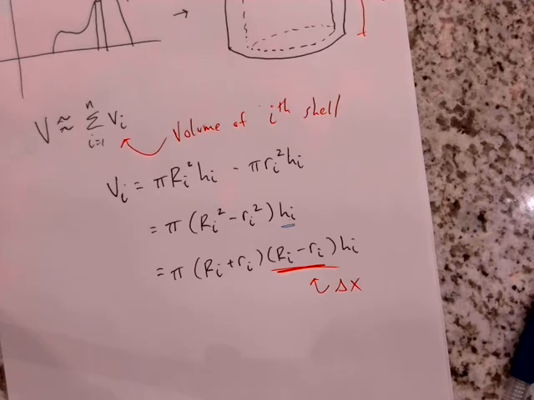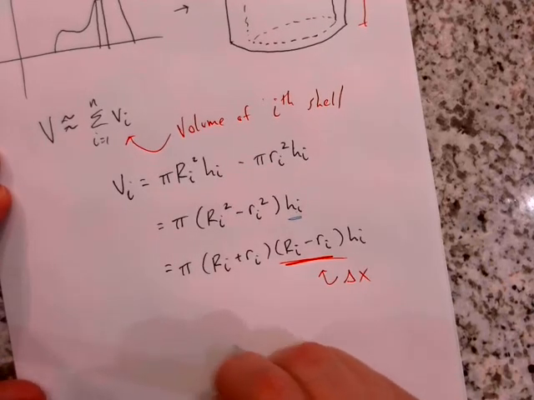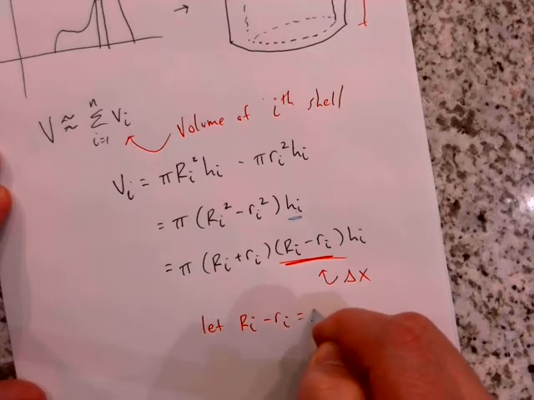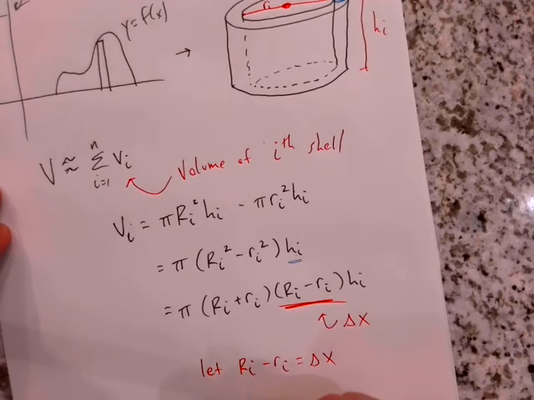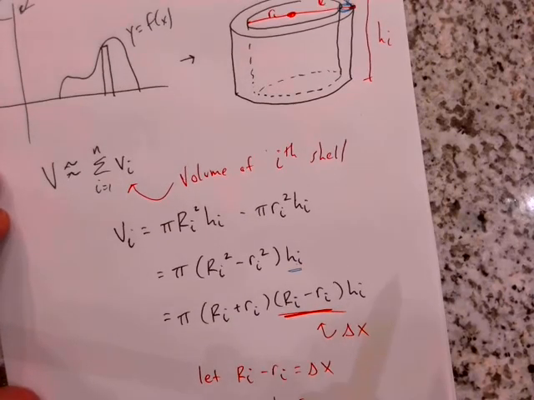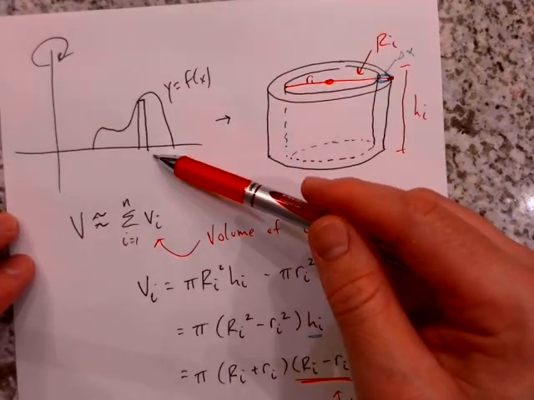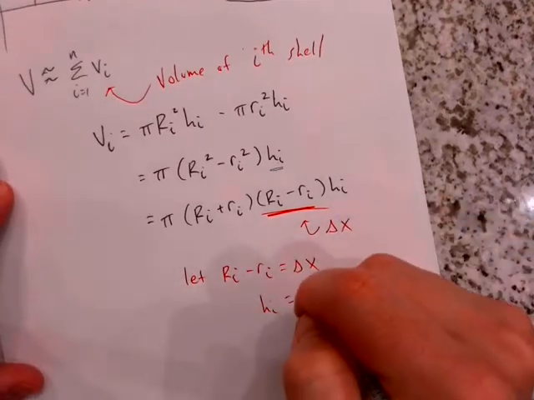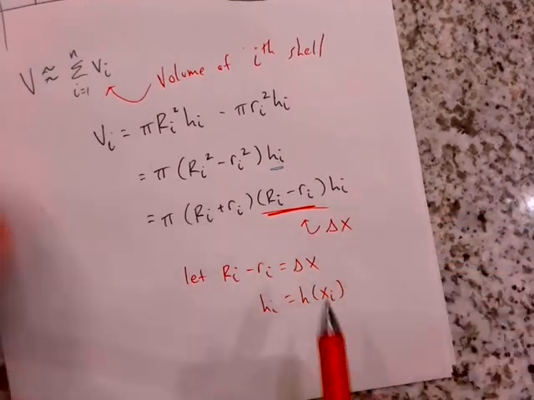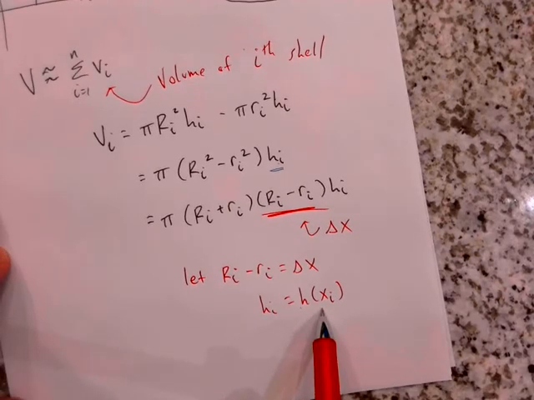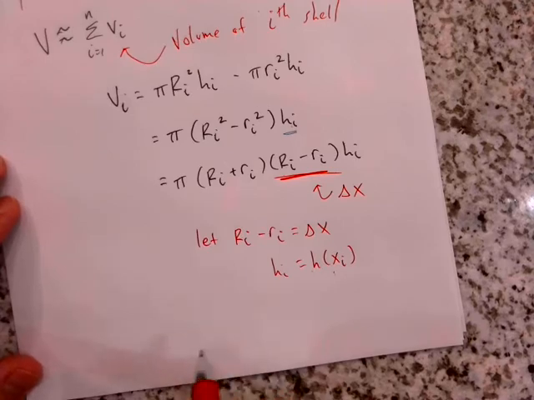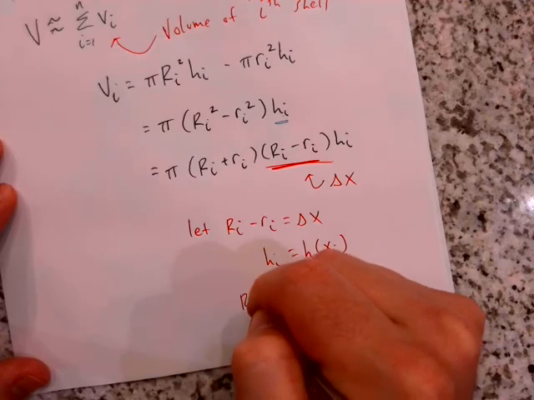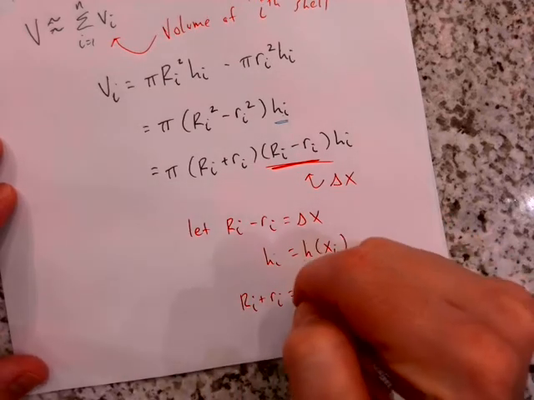So we do some rewriting here. So big R minus small r is delta x. h sub i, we can see that the height is going to be a function of x. Like in this particular example, the height is f of x. But either way, the height is going to be a function of x somehow. So we'll call that h of x sub i. It's a function of x, where the x value is in the ith subinterval. And then, likewise, big R and small r, those are also functions of x.